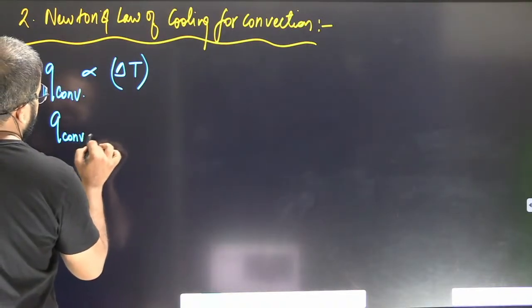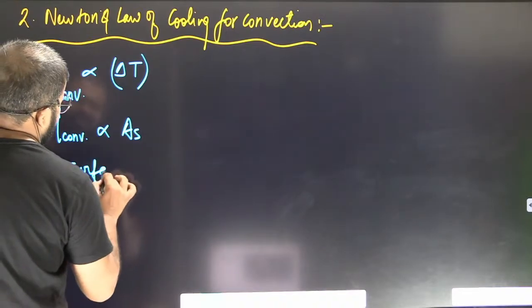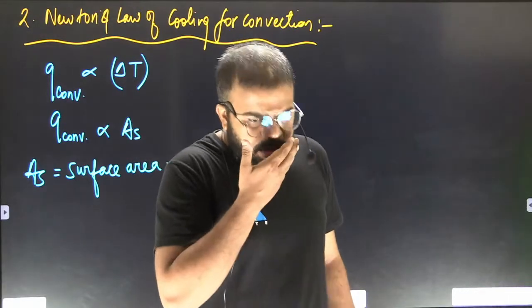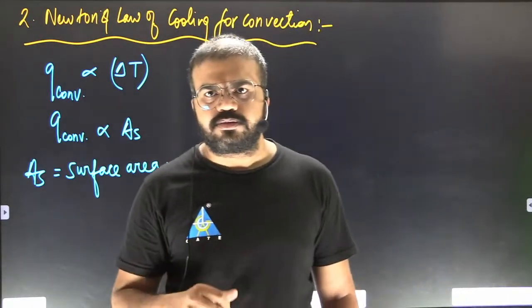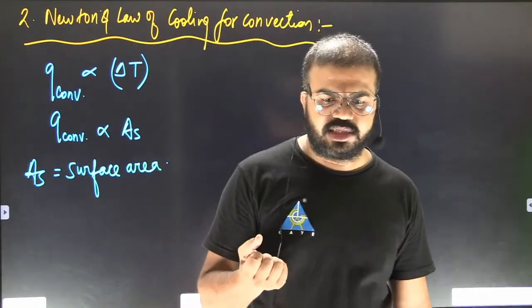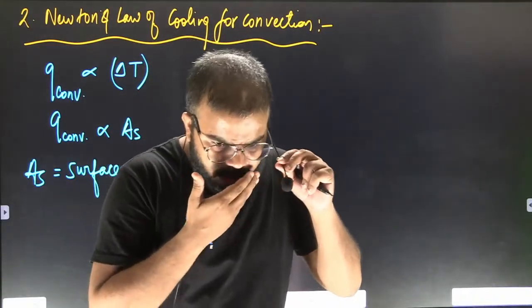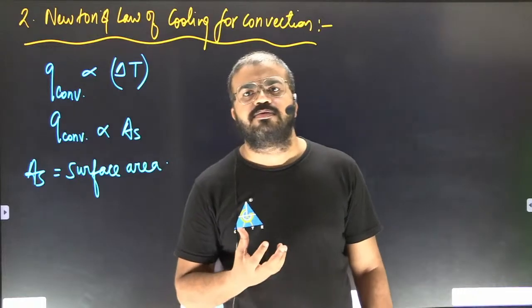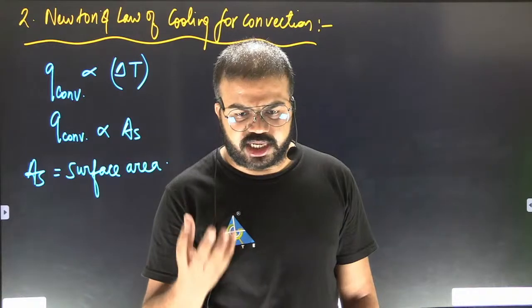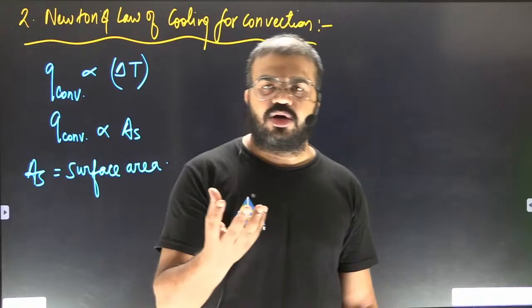Also, Q convection is proportional to A_s. What is A_s? Surface area. Let me give you an example. You guys eat dal, pulses, lentils, as you call it in English. When you have this dal in a katora, in a bowl, that is hot.